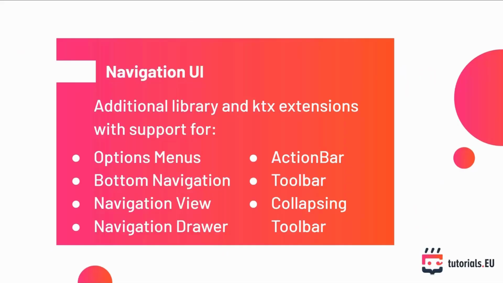So the navigation UI has additional library and KTX extension support for options menu, bottom navigation, navigation view, navigation drawer, action bar, toolbar, collapsing toolbar. So basically all types of navigation that you have in your application, you can use it there. So I'd say this is enough of a presentation. I think it really makes sense to get into practice and see how all of that works, to build this up with 3 different examples that we're going to build, and you're going to see how to use navigation and how powerful it is. And of course, we're going to use it in our bigger projects later on as well. All right, see you in the next one.